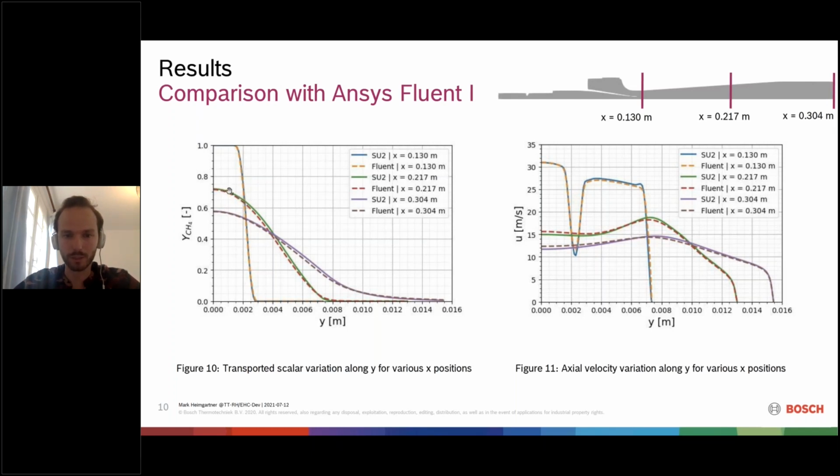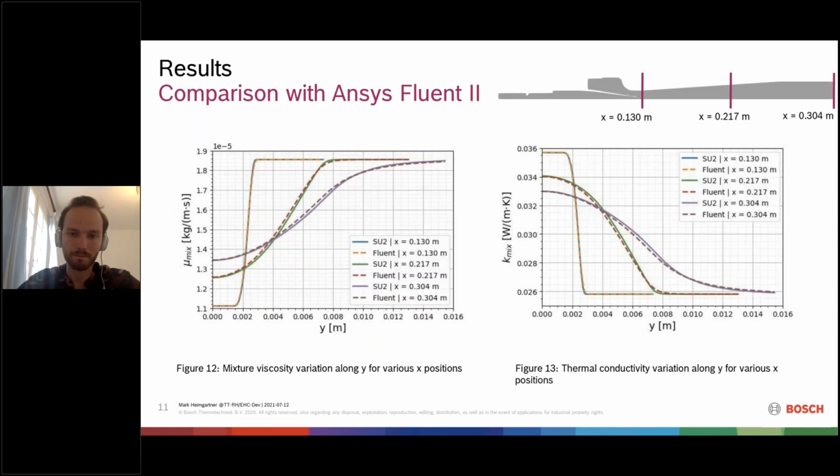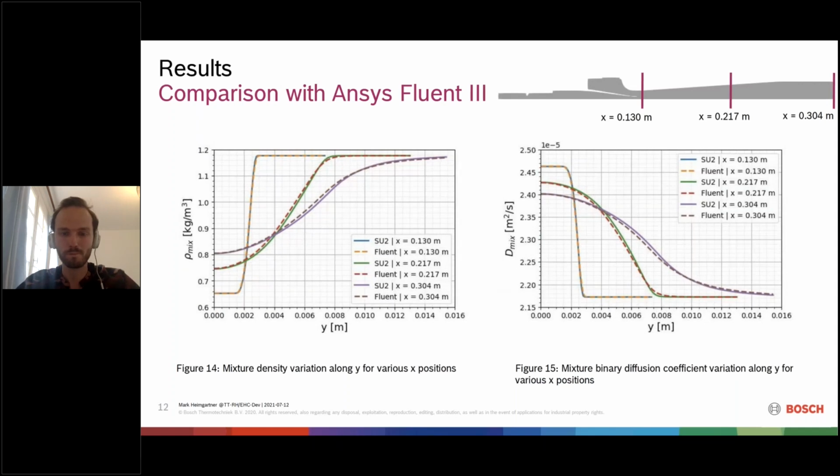We see that as we go downstream the venturi, it gets better, but ideally we would have a homogeneous distribution of the mass fraction of methane. Similarly for the mixture viscosity and mixture conductivity, which also agree reasonably. And for the mixture density and the binary diffusion coefficient, also quite good agreement.